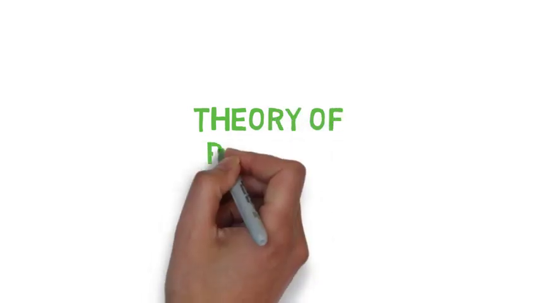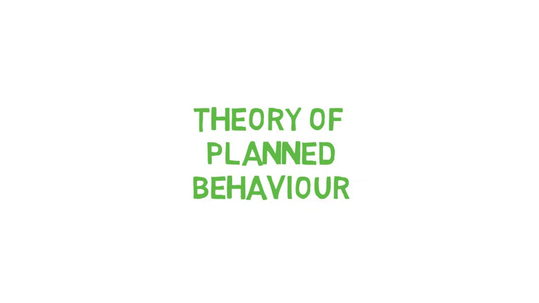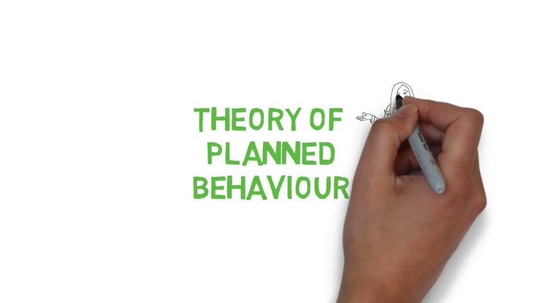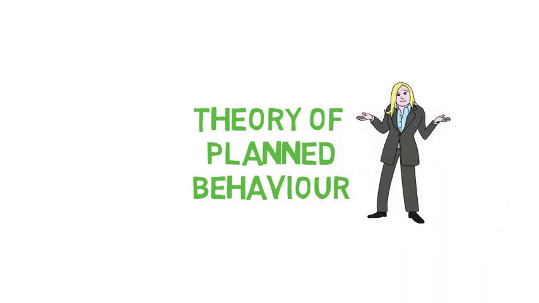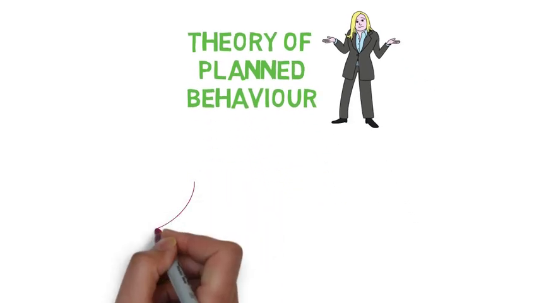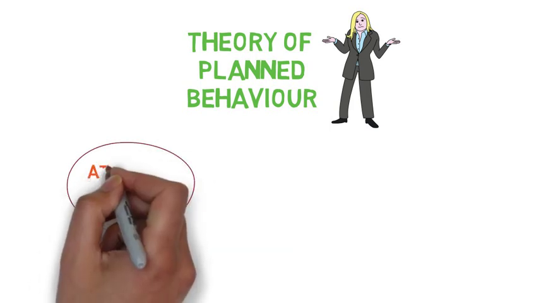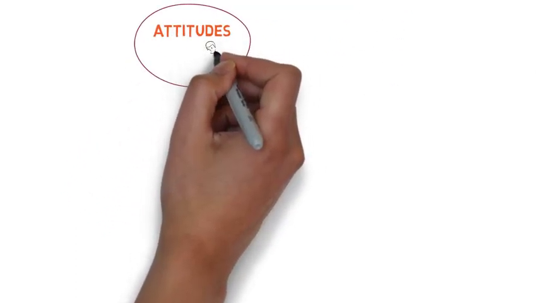The next main theory is the theory of planned behaviour. And that really started as a theory of reasoned action, and that came about in the 1980s. Primarily it came about to predict an individual's intention to engage in a behaviour at a specific time and place. So really it's to understand why people do the things that they do. So it was intended to explain all behaviours that people have control over.